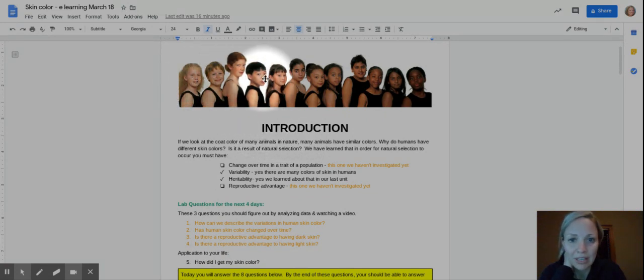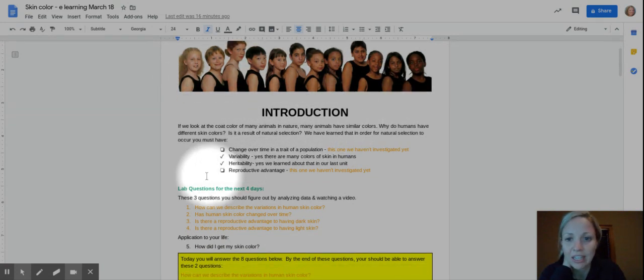So you can see there's variation in human skin color. It says if we look at coat color of many animals in nature, many animals have similar coat colors. Like lions all have very similar coat color, based upon its camouflage for them. If we look at giraffes or we look at zebras, but humans have different skin colors. So we're going to look at the question, is that a result of natural selection?